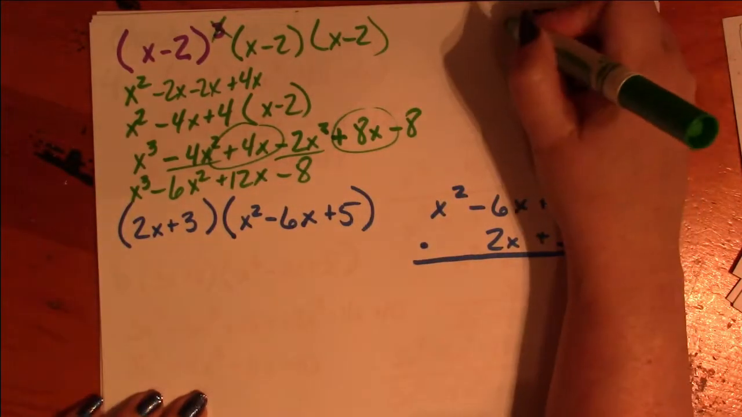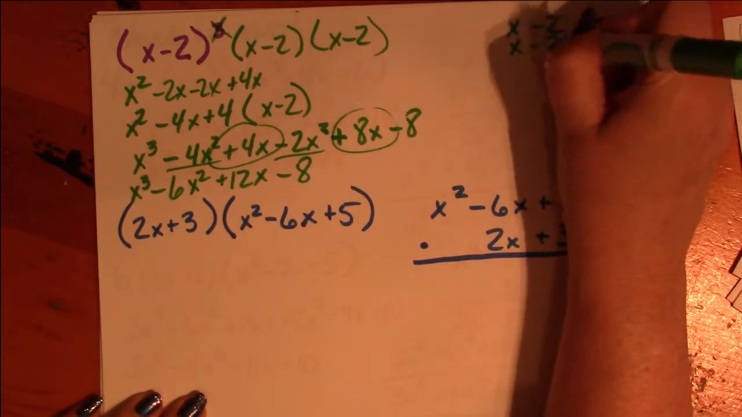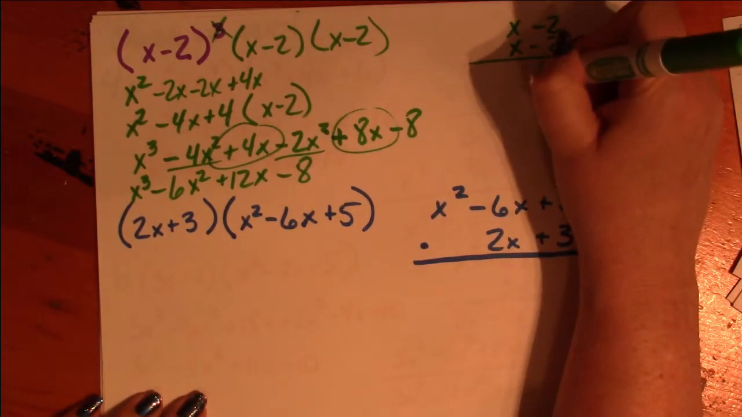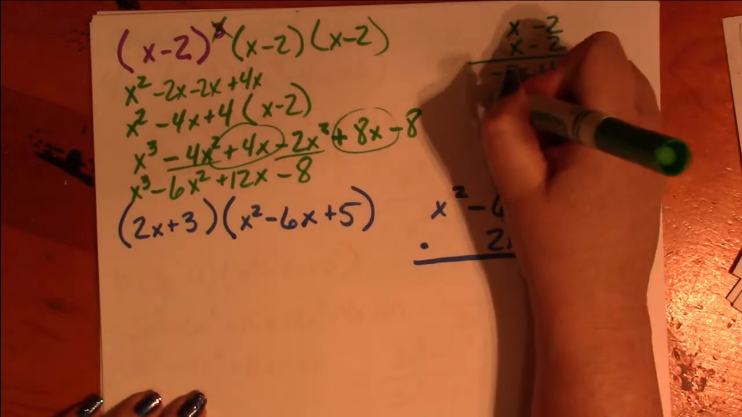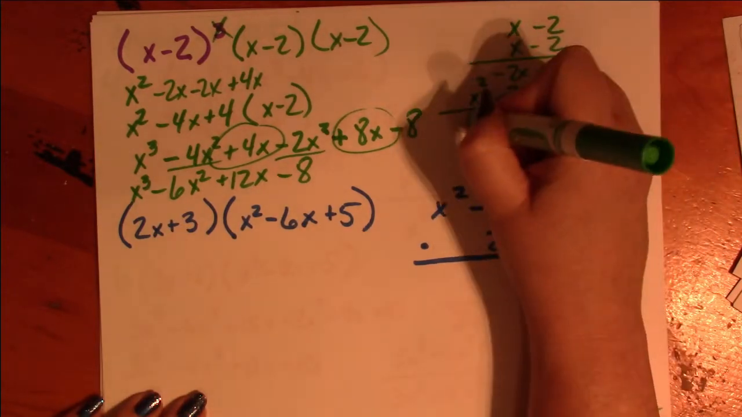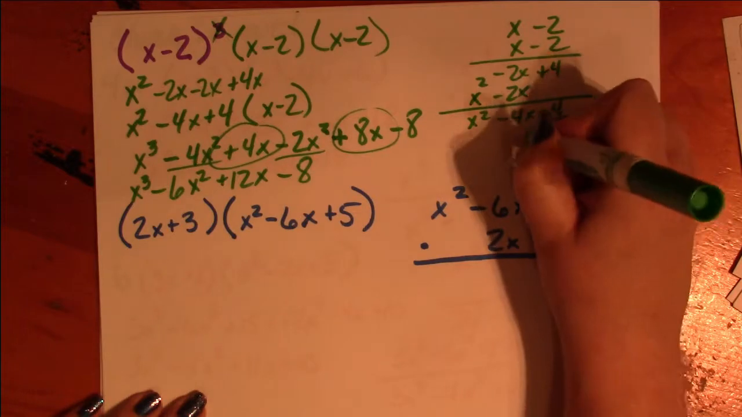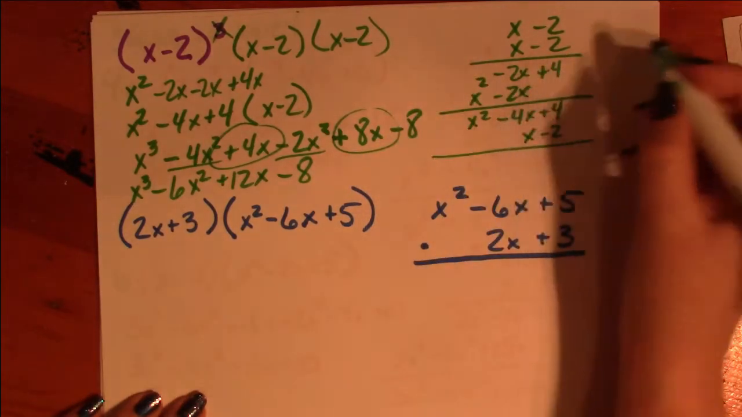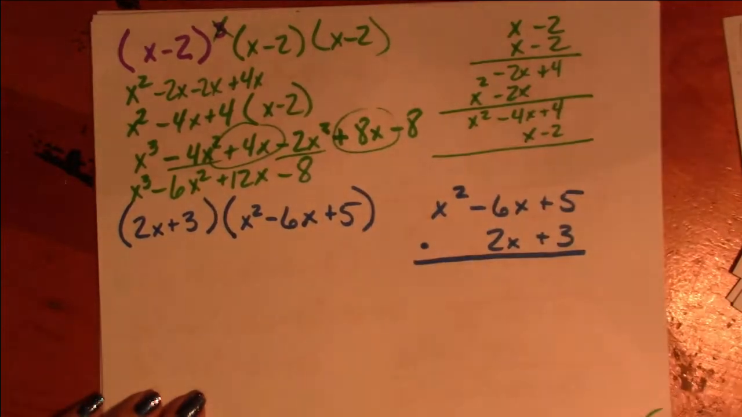It looks similar if you want to stack them. x minus 2 times x minus 2 is going to be positive 4, negative 2x, negative 2x, x squared, and that's going to give us x squared minus 4x plus 4 times x minus 2, and I'm going to run out of room, but you can see how it's going to end up the same, okay?